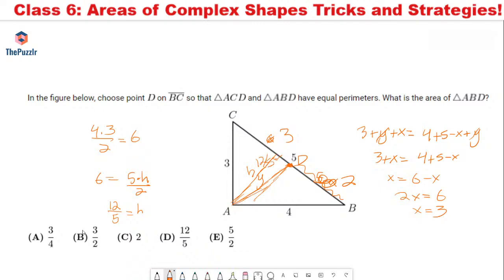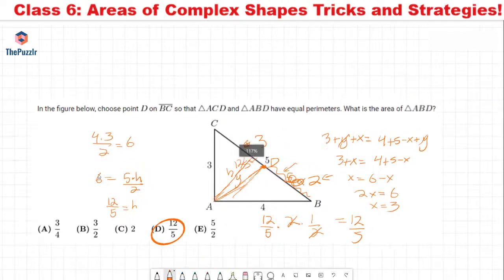And same thing for triangle ADB. It doesn't shift. AB is still the same base, and the height is still 12 fifths. The base is 2, so the base is what changed from that original triangle. And then we divide by 2 or multiply by 1/2. And like most of us said in the chat, the answer is 12 fifths.